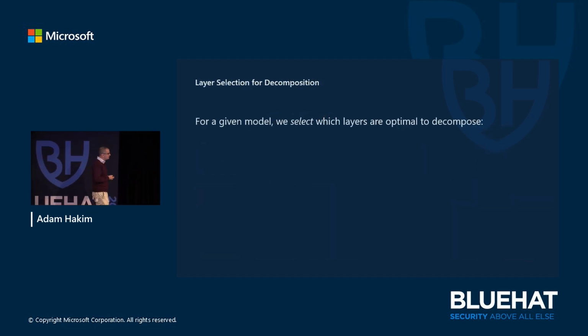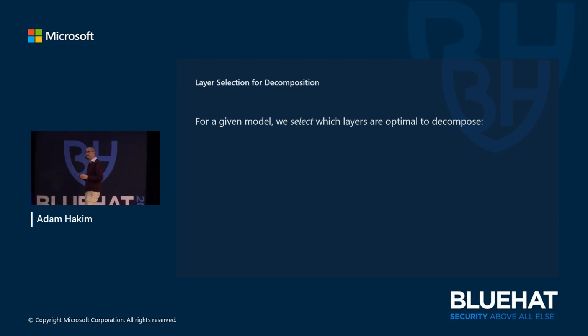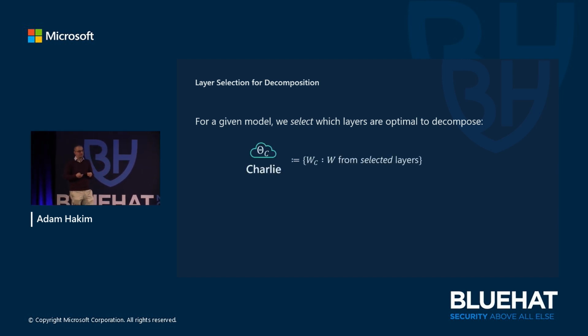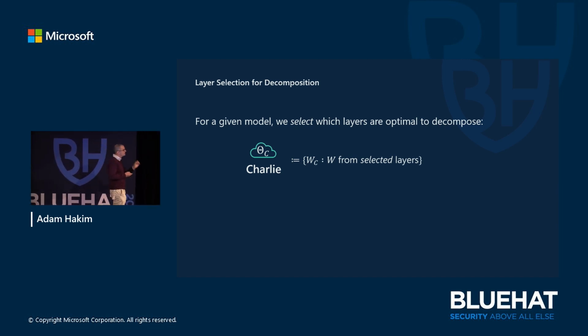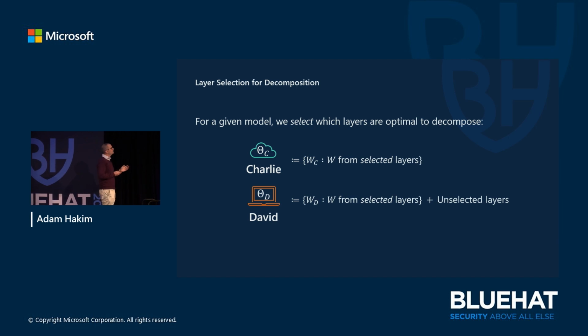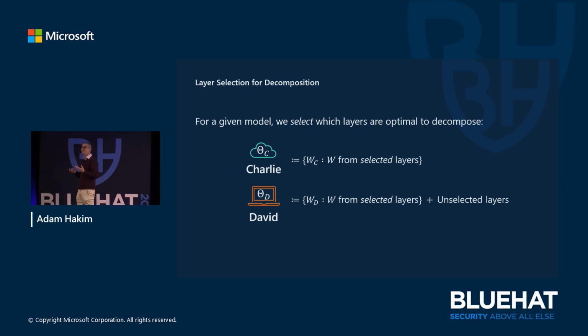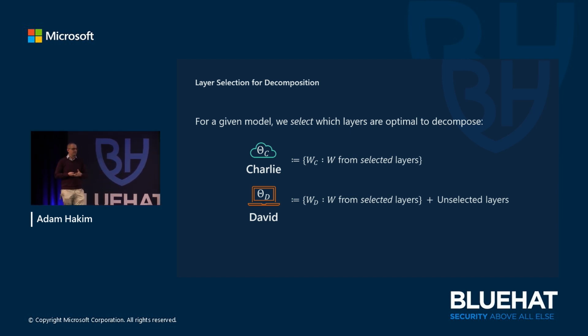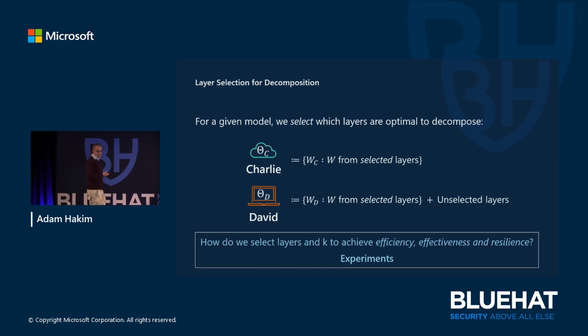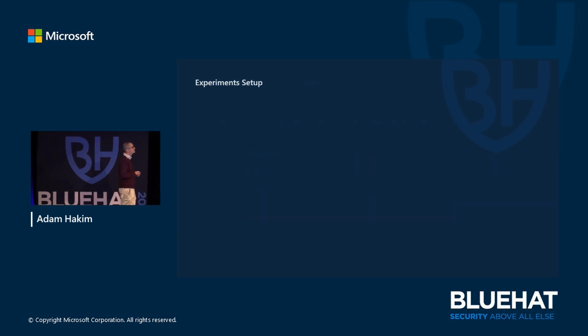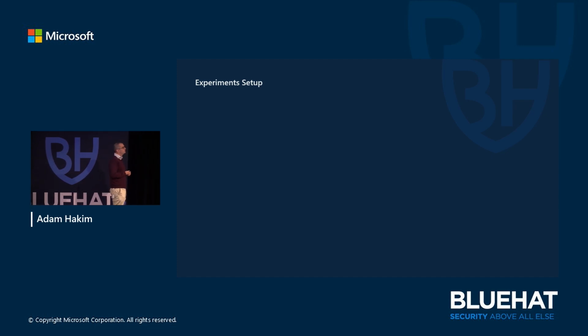And so for a given model, we don't want to decompose, to split up every single layer. We want to find the most optimal layers, the most important layers, and split those. And so we define the model we put on Charlie as all the WCs from the layers that we select to split. And David will have all the WDs from the layers we select to split, but also any layers that we don't select to decompose at all, the insignificant or redundant layers that David can have for free without worry of exposing IP. So how do we select which layers? I'll show you some experiments that we did to find those layers.